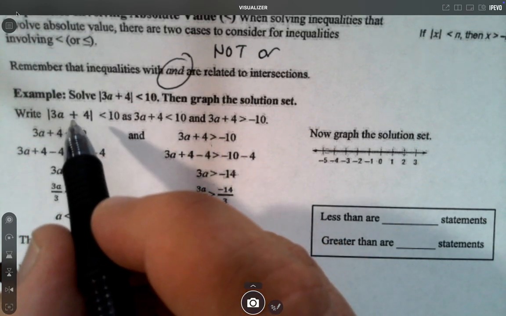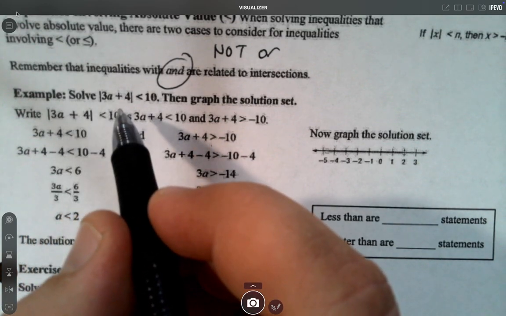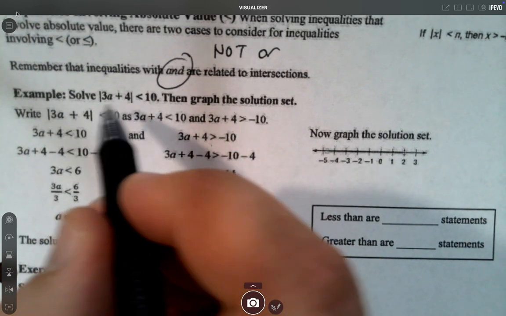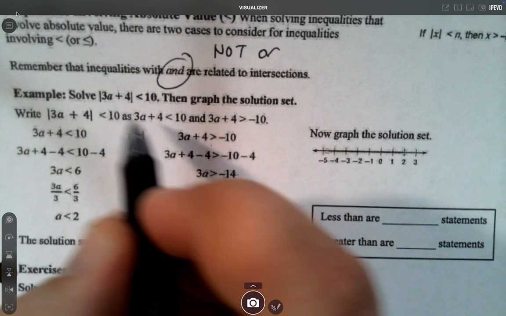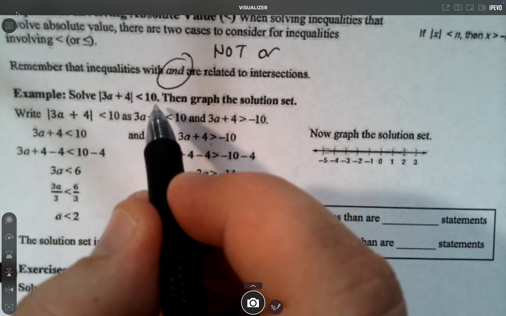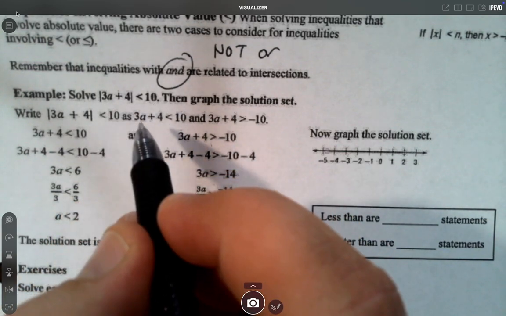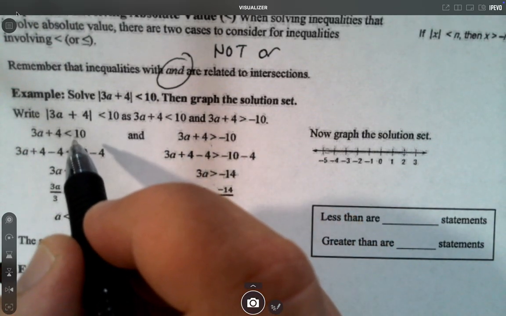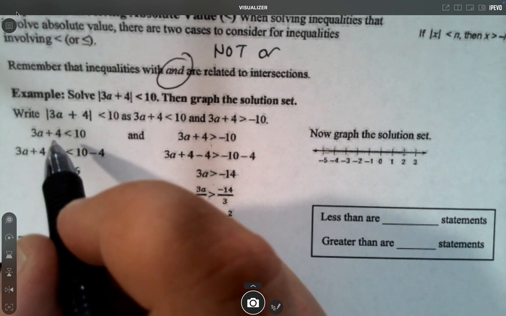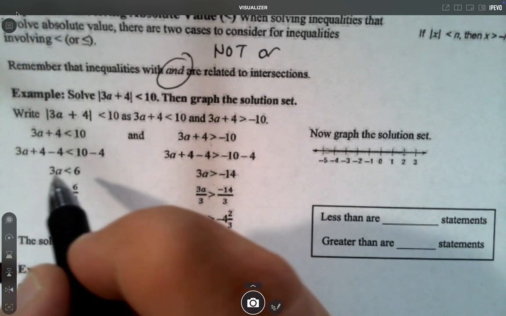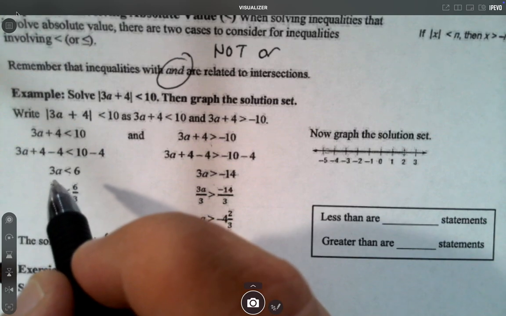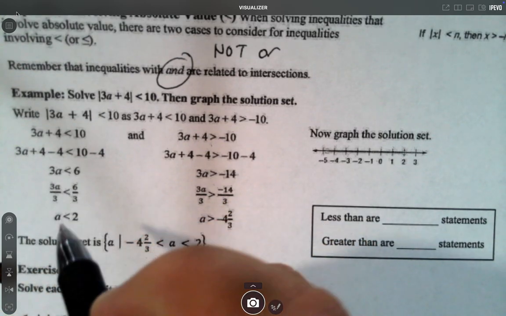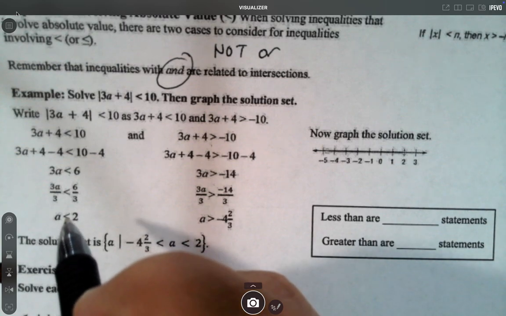So the first thing we do is very similar to what we did with the equations, which is just write it just as it is, but without the absolute value. You see how 3a plus 4 is less than 10. We just take away the absolute value and write 3a plus 4 is less than 10. So you can see they solved it. I think you guys are good at this now. We subtract 4 from both sides, get 3a is less than 6. Divide both sides by 3 to get rid of the 3. And so we get a is less than 2. Now we'll deal with the graph later.